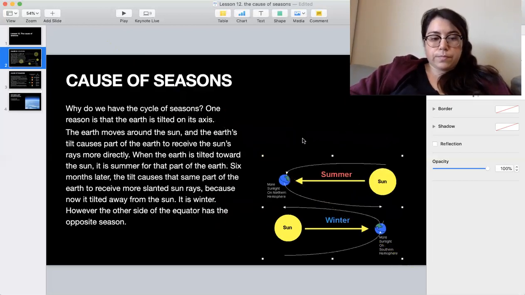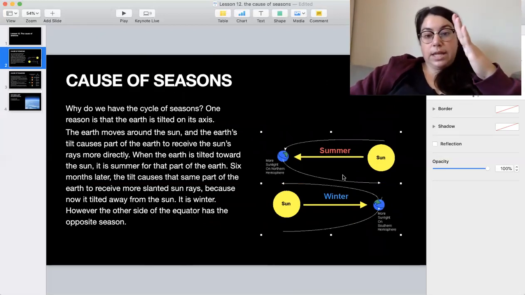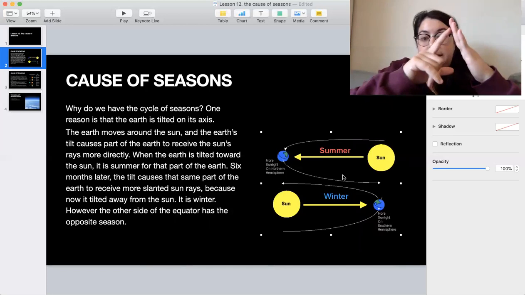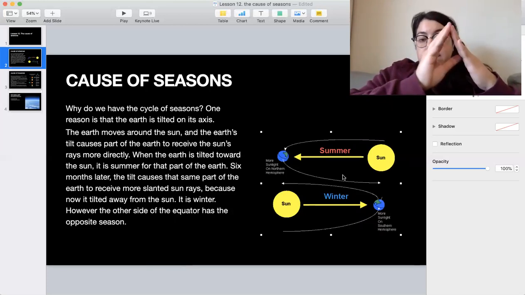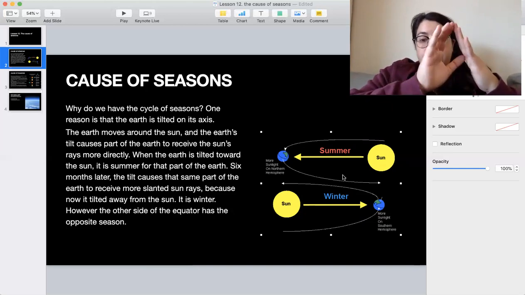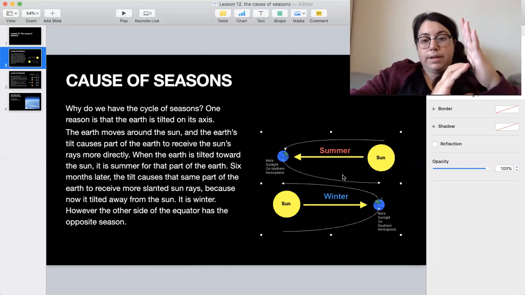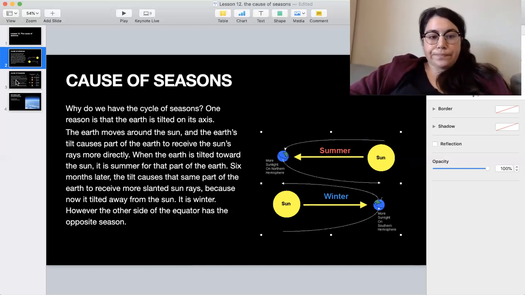And remember that since it's tilted like this, it's always opposite seasons in different parts of the globe. In the northern hemisphere, it's one season, and in the southern hemisphere, it's the other season. So if here it's winter, here it's summer. If it's summer here, it's winter here. It's always the opposite way, okay?